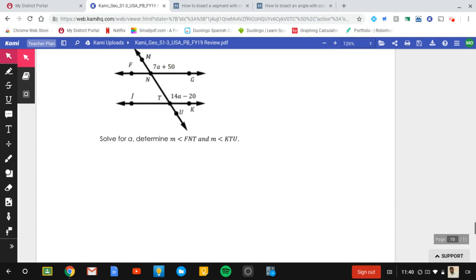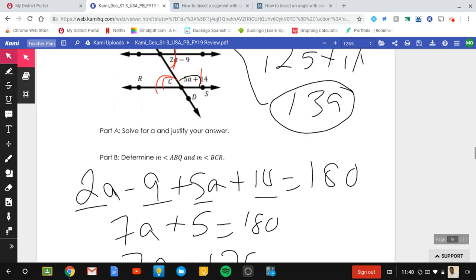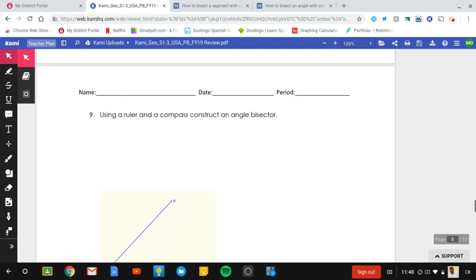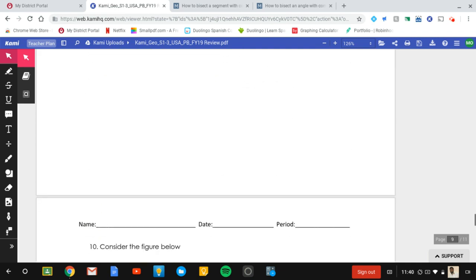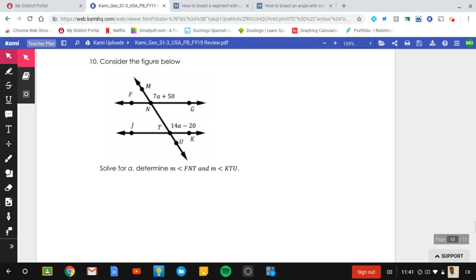Number 10. Again, number 10 is pretty much the same as number 6. What is it asking you here? They need us to solve for A and find some particular angles. But how do we solve for A? That is the key. How do we solve for A here?